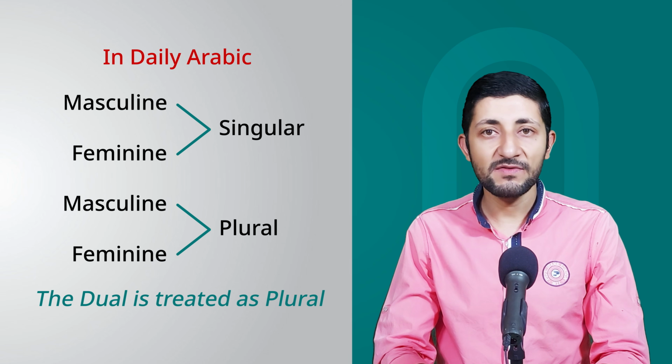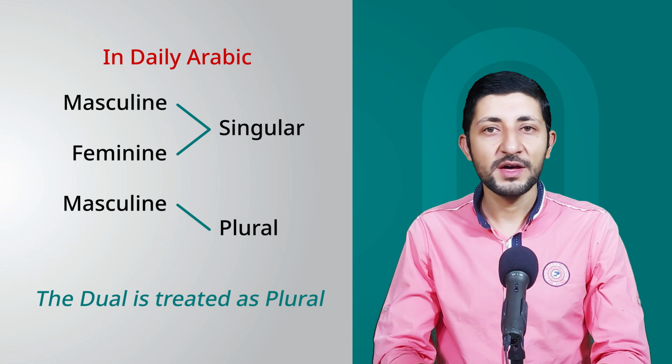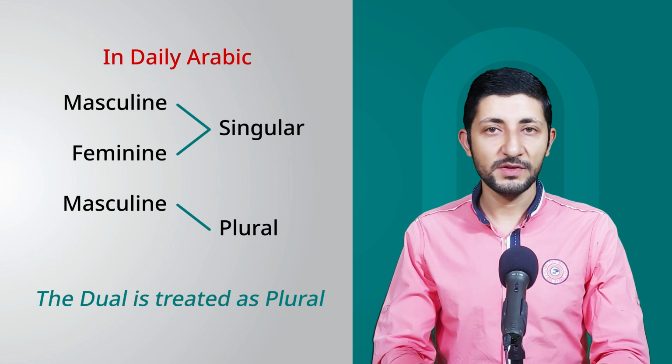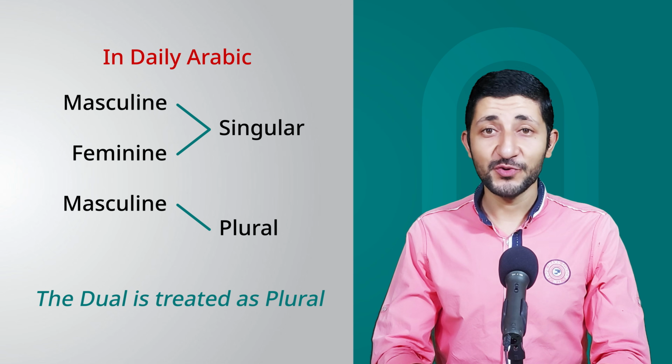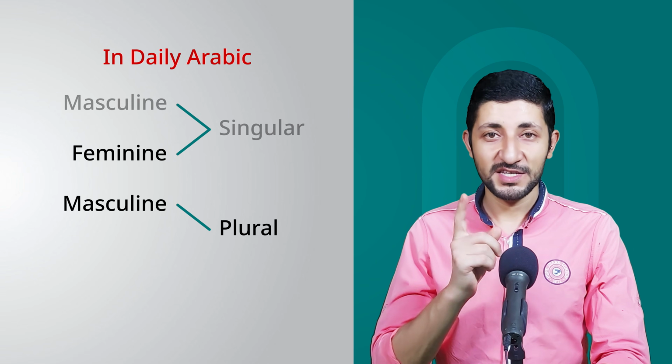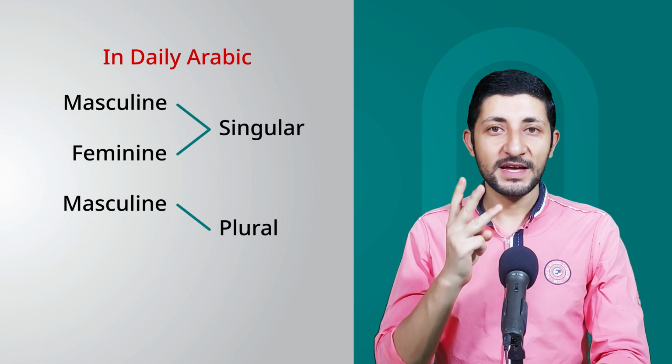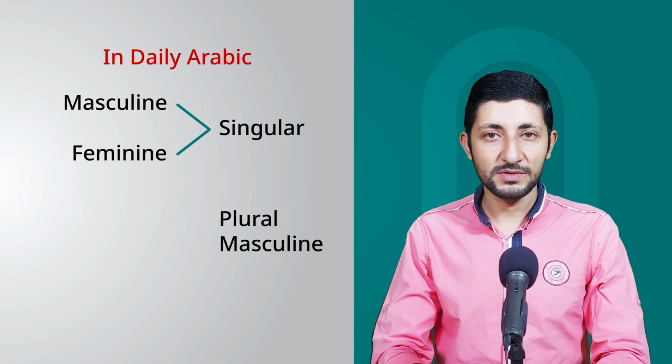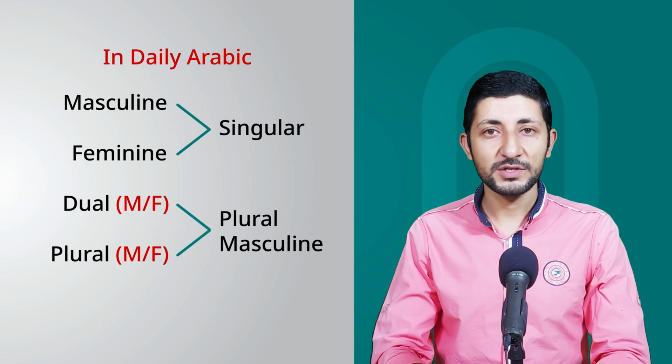In addition to that, even the plural itself is simplified, because most Arabic dialects use only the masculine plural form for both masculine and feminine groups. In a few dialects, such as some Lebanese varieties, feminine plural form may still appear, but the majority of Arabic dialects use the masculine plural form as the default. So practically speaking, daily Arabic operates with 3 main forms: singular masculine, singular feminine, and plural masculine, which is used for dual and plural regardless of the gender.